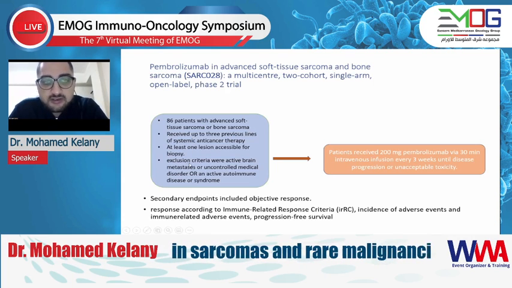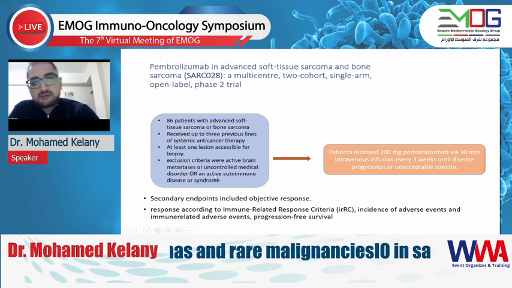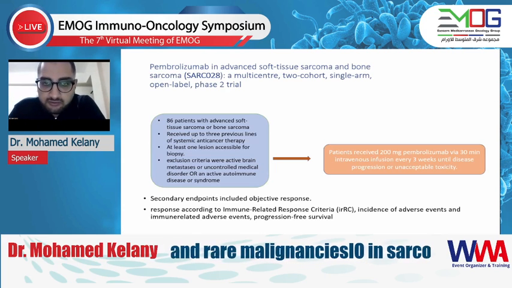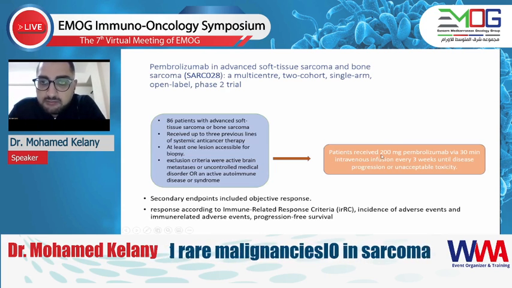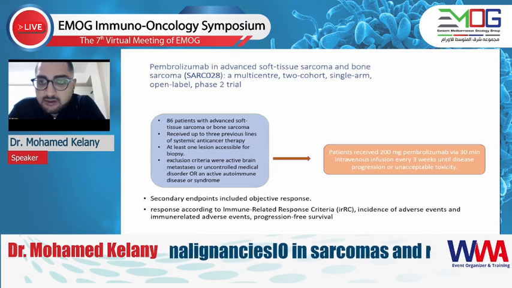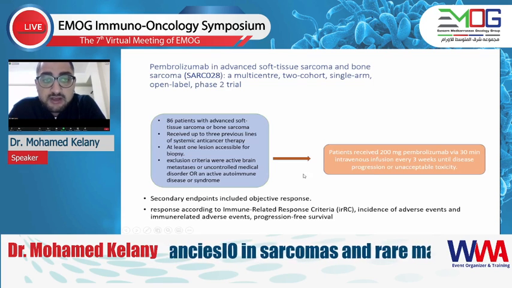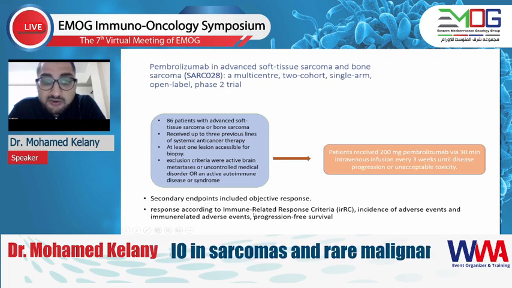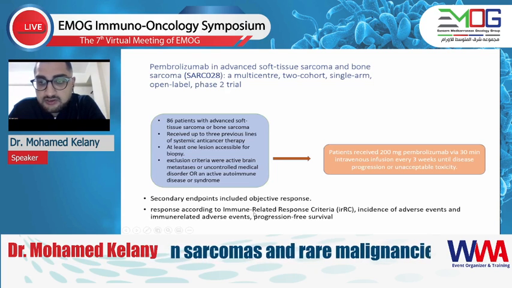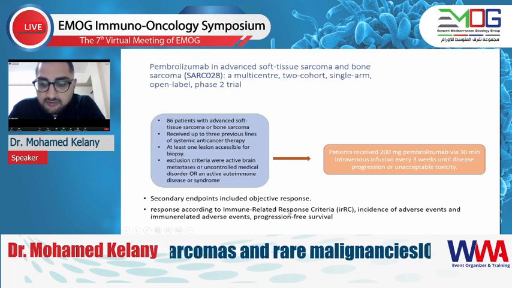Exclusion criteria were, as usual for IO, brain mets or an uncontrolled medical disorder or autoimmune syndrome that contraindicates IO infusion. We gave patients Pembro at a fixed dose of 200 milligrams every 3 weeks until disease progression. The primary endpoint is the objective response, and the secondary endpoints were immune-related response criteria and progression-free survival.